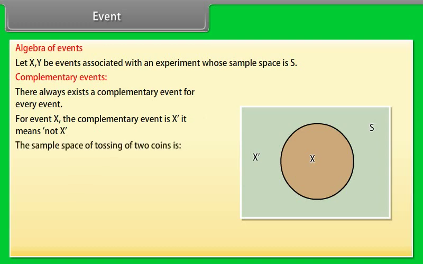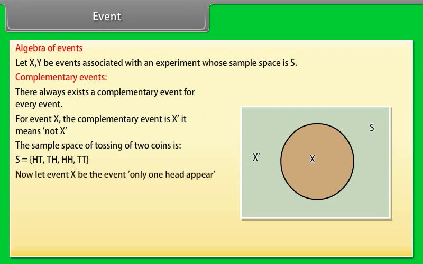The sample space of tossing of 2 coins is S is equal to {HT, TH, HH, TT}. Now let event X be the event: only one head appears. X is equal to {HT, TH}. The complementary event X dash is equal to {HH, TT}.